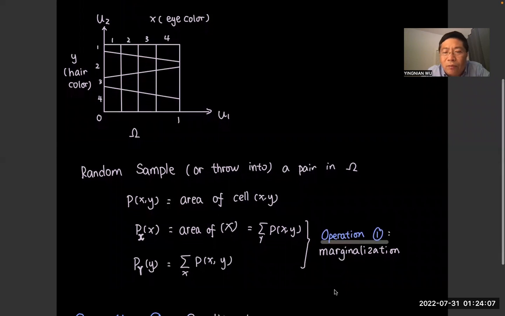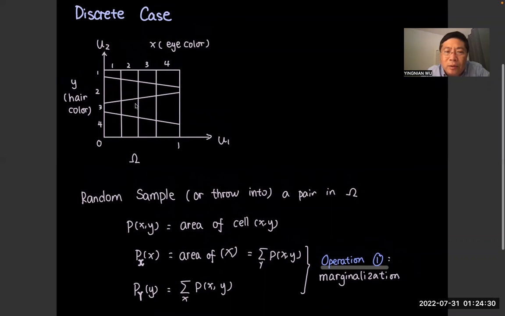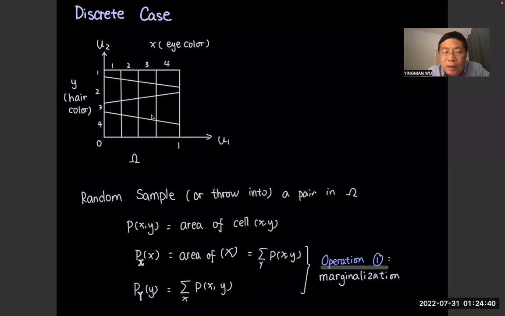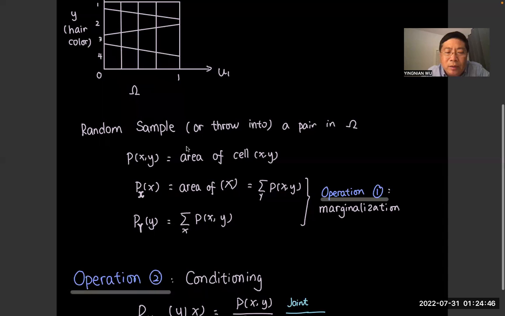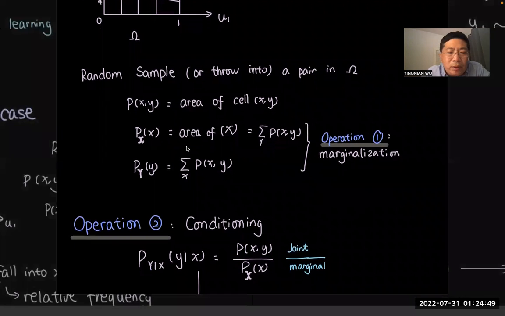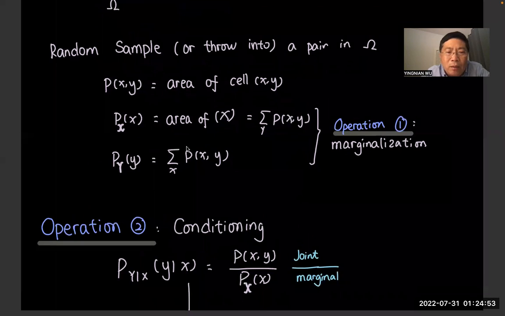So this is our first operation when we deal with multiple random variables: marginalization. If you want to find the marginal distribution of a variable, you just sum over all the other irrelevant variables. This can be easily seen, as the area of this column is a summation of the areas of those cells. And under uniform sampling, equally likely sampling, the area gives us the probability because the total probability is 1. So this is marginalization. Now, for operation 2, the second operation, we have conditioning.